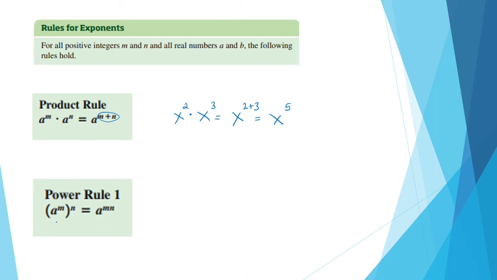For the power rule, we have a raised to the m, and then again we're going to raise that to the n. We're going to have to multiply the powers together. X raised to the 2nd, then we'll raise it to the 3rd again, is equivalent to x raised to the 2 times 3, which is just x to the 6th. So if we're going to raise an exponent to a power, we're going to multiply the exponents together. If we're going to multiply two exponents, we add them together.